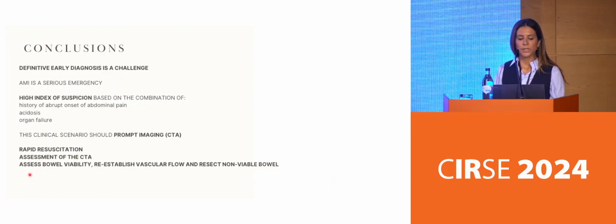So, to conclude, it is still difficult to get an early diagnosis in the reversible stage of the disease. That is an emergency. So the most important message here is to have a high index of suspicion based on the combination of a history of abrupt onset of abdominal pain, acidosis, and organ failure. This clinical scenario should prompt a rapid CTA, and in parallel with the rapid resuscitation and the careful assessment of CTA, the patient should be explored to assess bowel viability, reestablish the vascular flow, and resect the non-viable bowel.